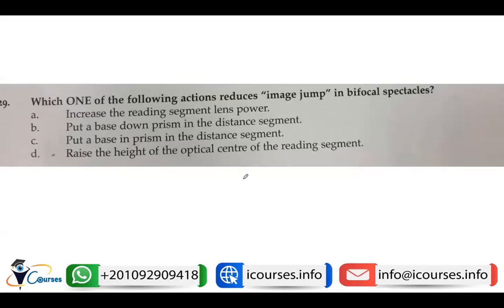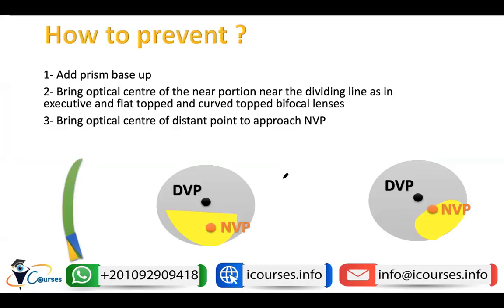I guess that we answered this, the prismatic jump. So regarding the prismatic jump, what will decrease the prismatic jump? Not increasing the reading segment, that will increase the prismatic jump. Putting a prism base down will increase the prismatic jump, but putting a prism base up, base in, is not a solution. Raising the height of the optical center of the reading segment is the answer, as we mentioned before.